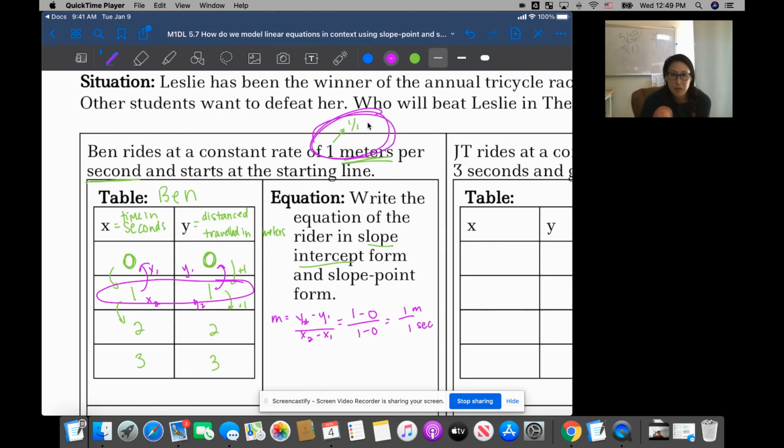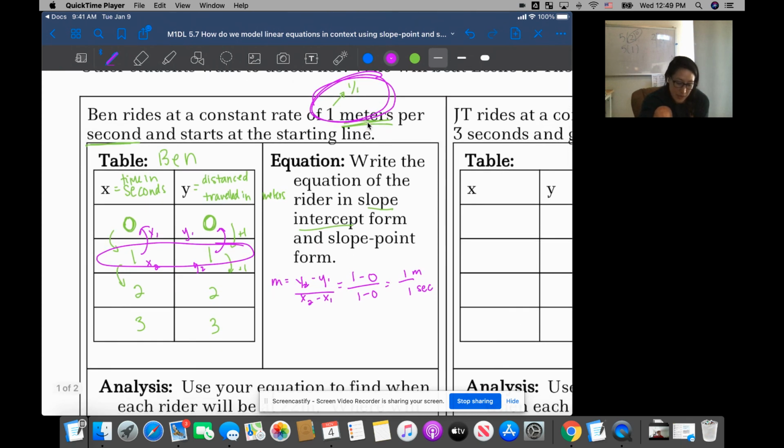Hey, isn't that what I said over here? 1 meter per 1 second. That's how fast he's moving. Okay, so then I need to find his y-intercept. So when the time is 0, his distance is also 0. So the b value is going to be 0. So I get b is equal to 0. So in slope-intercept, mx plus b, I get y is equal to 1x plus 0, or y is equal to x. This is my slope-intercept form.